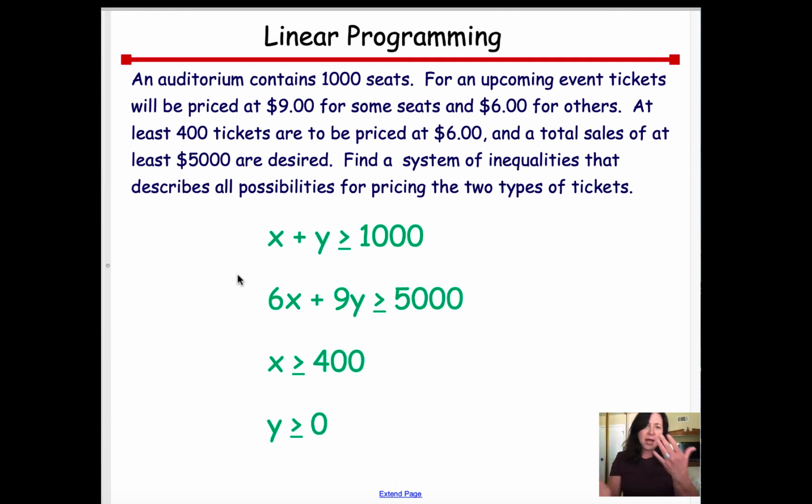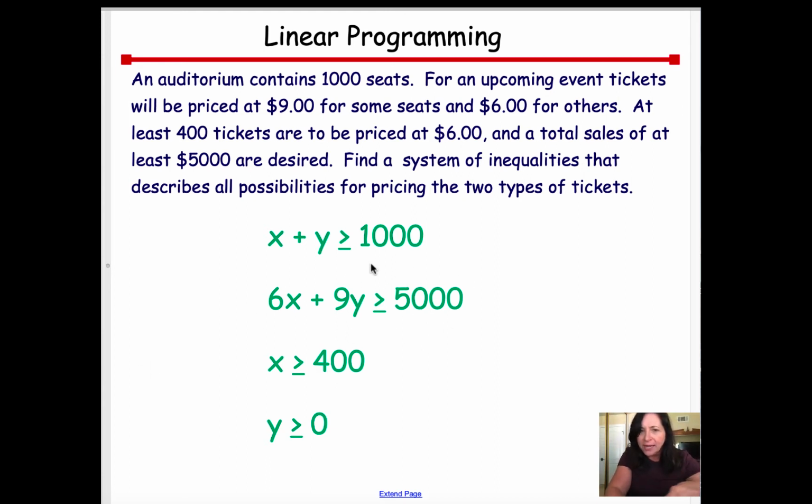Right? You've got a higher value and a lower value. So those two values, you can say let x equal the higher value, let y equal the lower value, and then you have x plus y is greater than or equal to 1,000. At least 400 tickets are to be priced at $6. So that's where this one right here, where you have x is greater than, because anytime it says at least, it has to be greater than or equal to.